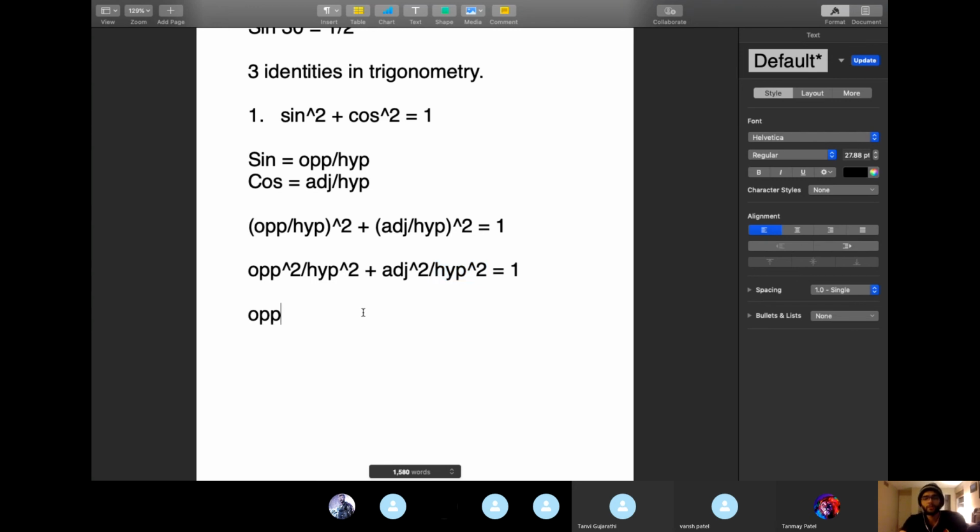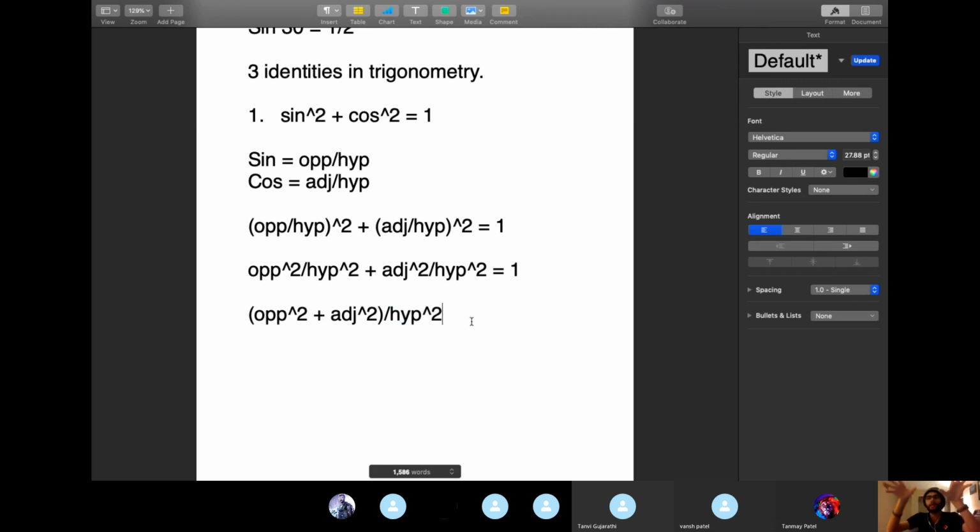So this becomes opposite squared plus adjacent squared, whole thing divided by hypotenuse squared. Sorry, I put hypotenuse squared, I mean adjacent squared. We just add these two fractions. This is one fraction, a by b, this is another fraction, c by b. If you want to add a by b plus c by b, b is the denominator, it remains the same. So this is our denominator.